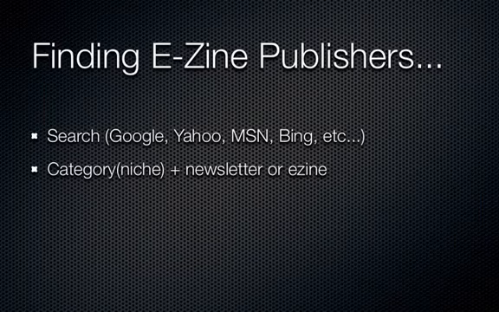So we're gonna take that category, and then we're simply gonna put that category's name or whatever that niche is in Google search, and we're simply gonna add the word newsletter or e-zine. Okay, so we're gonna search for a particular niche, and our goal is to find a newsletter publisher or an e-zine publisher in that particular field. Okay, and I'm going to show you how to do this here in just a second.